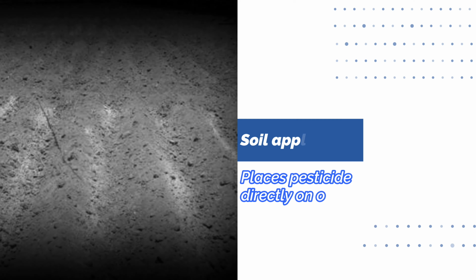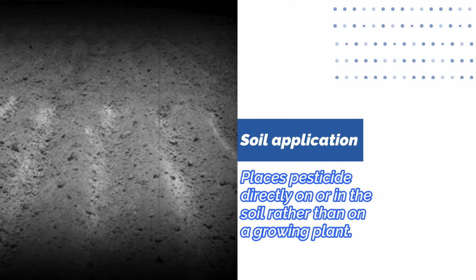Let's go with the next ones, Luis. Yes, I'm going to be talking about the applications that go directly into the soil. There are different ways that you can apply pesticide to the soil. The first one is soil application. It's just applying the pesticide directly on top of the soil.